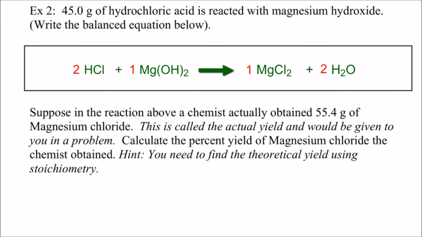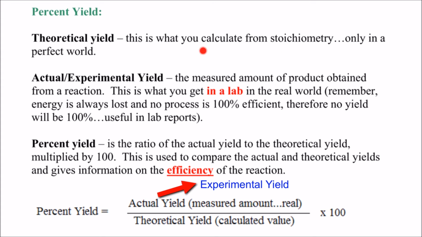And here's another hint for you. You need to know the theoretical yield. So if you want the percent yield, remember the formula: it's actual over theoretical times 100. So you need the theoretical yield. They've given you the actual. Where do you get the theoretical yield from? We learned that the theoretical is what you get from stoichiometry. So you need to do the stoichiometry on this in order to get the theoretical yield.